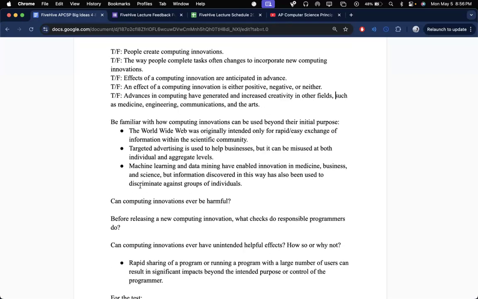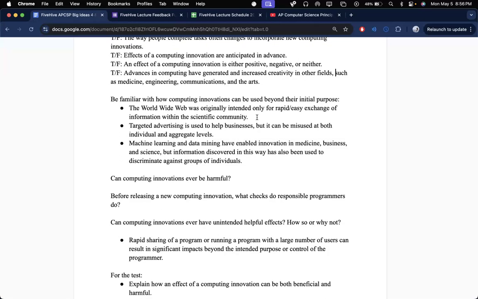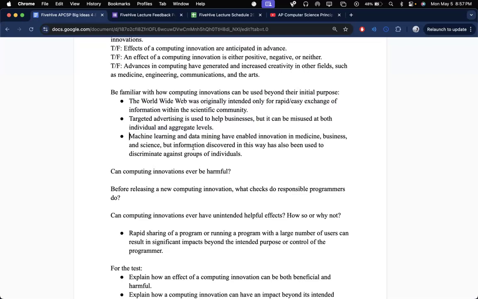All right, so we also should be familiar with how computing innovations can be used beyond their initial purpose. For example, the World Wide Web was actually intended for rapid exchange of information within the scientific community, but obviously expanded. Targeted advertising is used to help business, but it can be misused at both individual and aggregate levels. Machine learning, this is all true, by the way. These are things that we should be aware of, right?